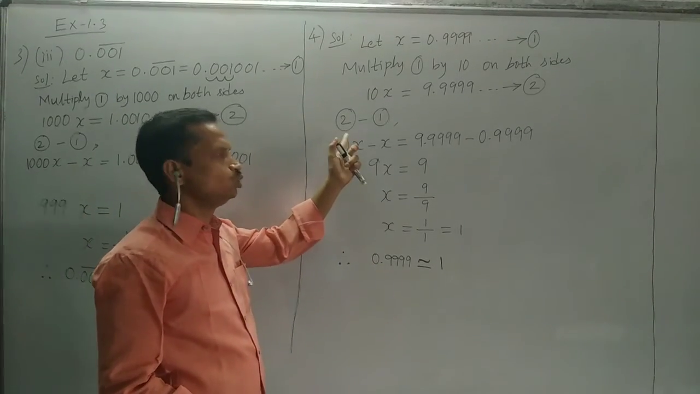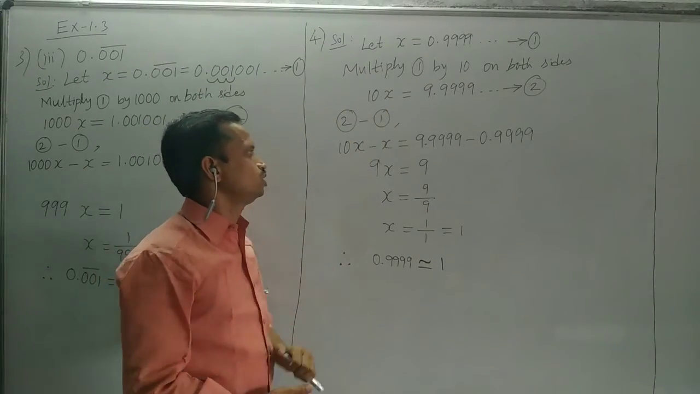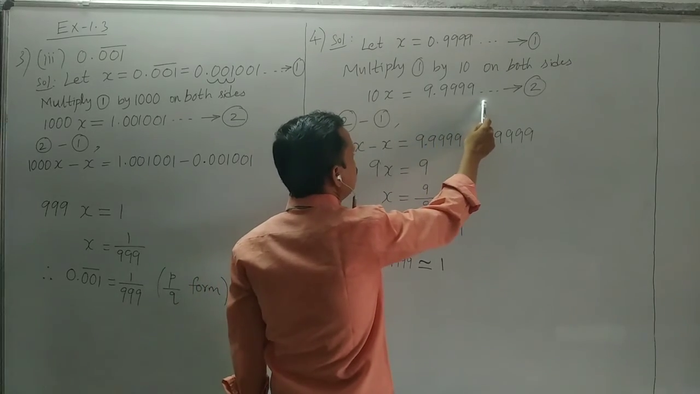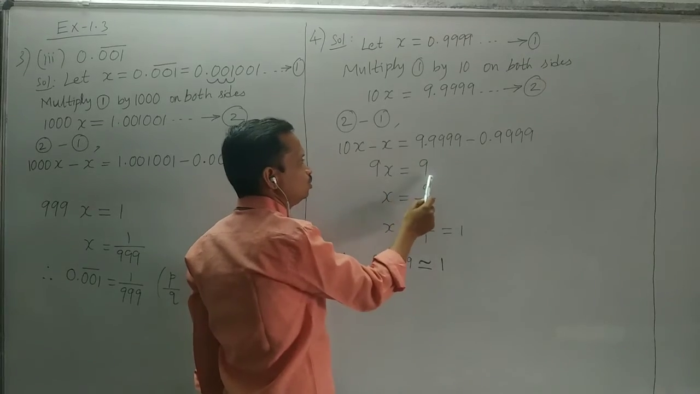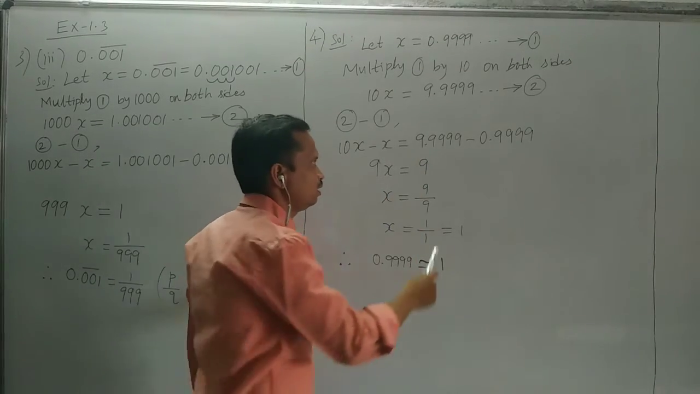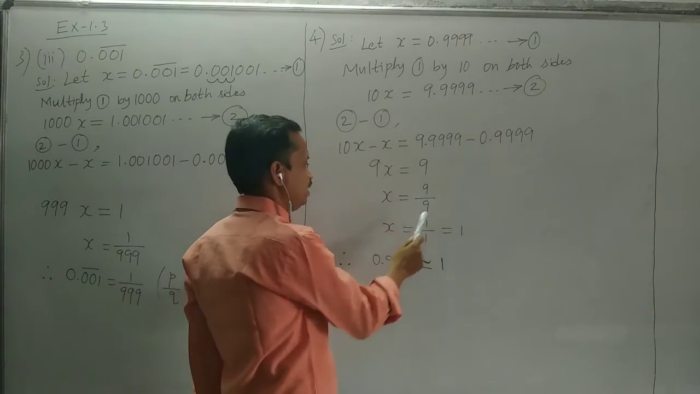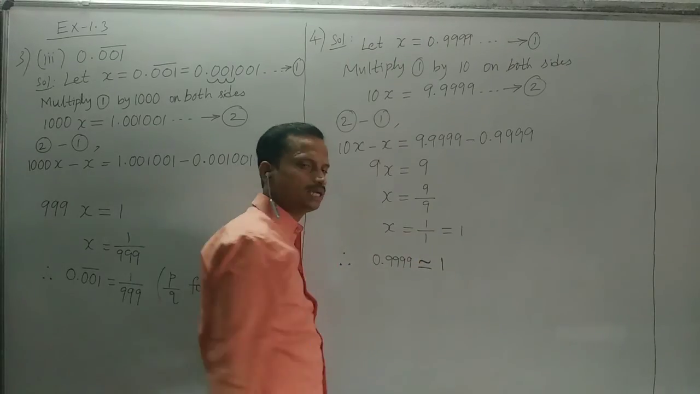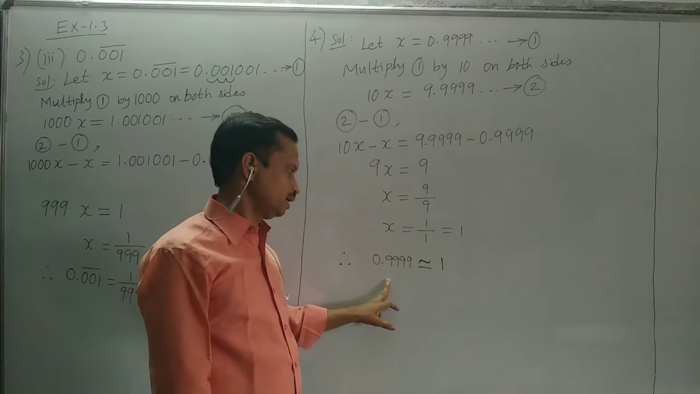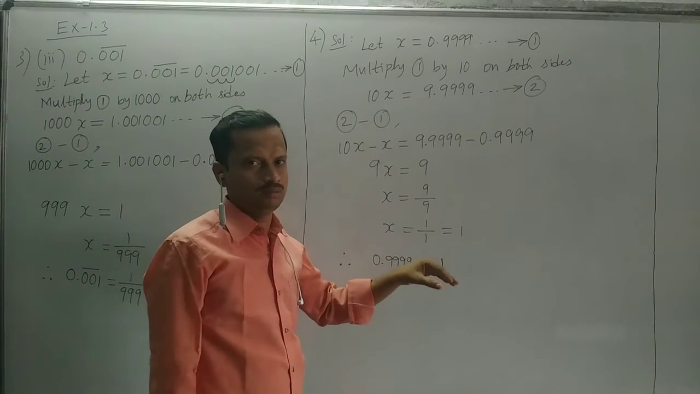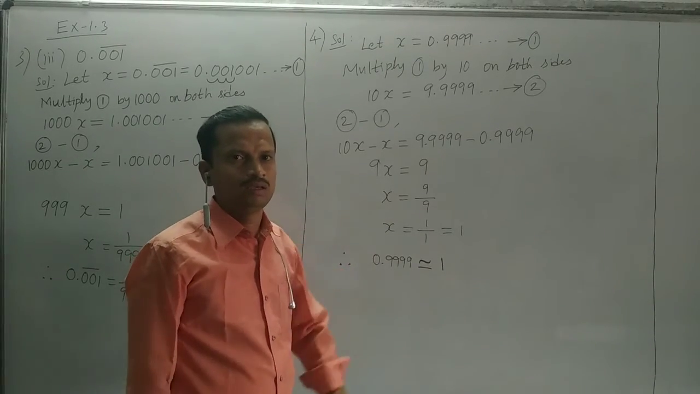From 2 you subtract 1, and you get 10x minus x is equal to 9.999 minus 0.999. So this becomes 9x equal to 9. The right side, the decimal parts cancel, so we get only 9. x equal to 9 by 9, which is nothing but 1 by 1 equal to 1. So that means what? The given decimal 0.9999 is nearly equal to 1. Nearly, not exactly, but nearly. So this is the sense-making question.